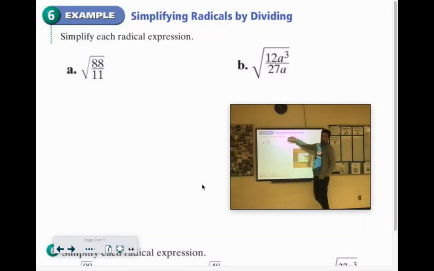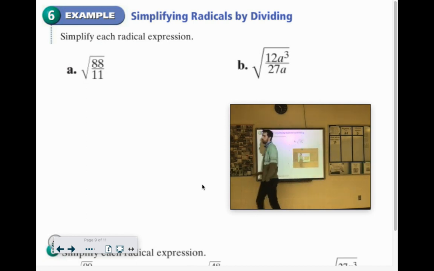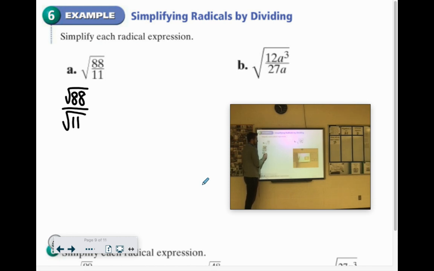Now we have the square root of 88 over 11. If I'm given a fraction that I can simplify first, I typically do that, unless I see a perfect square. That's like the only time I don't simplify first. But here, 88 perfectly divides by 11. So even if it was listed as separate radicals like this, you can still simplify it as if it's listed as one fraction. It doesn't matter which way.